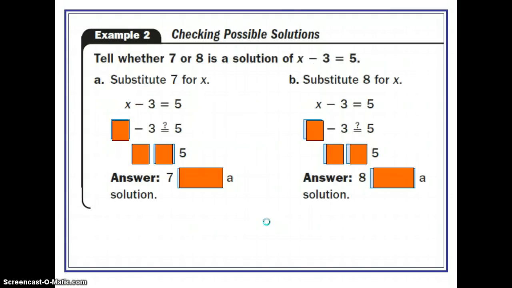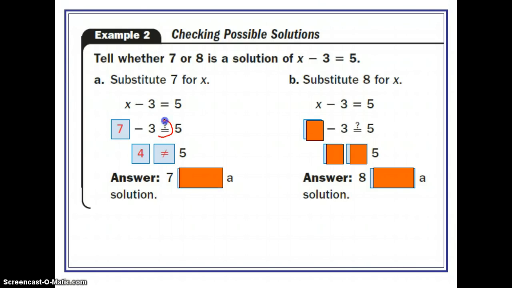Example 2. Tell whether 7 or 8 is a solution of x minus 3 equals 5. So we are going to substitute 7 in for x. So instead of x minus 3, it is now going to be 7 minus 3. Does that equal 5? Well, 7 minus 3 is 4, so it does not equal 5.